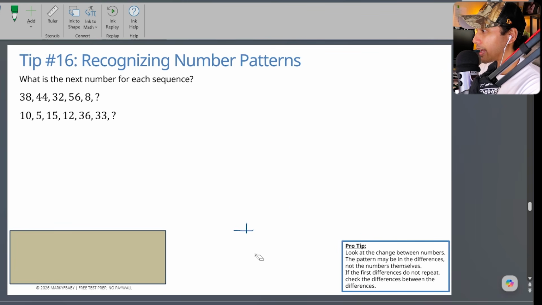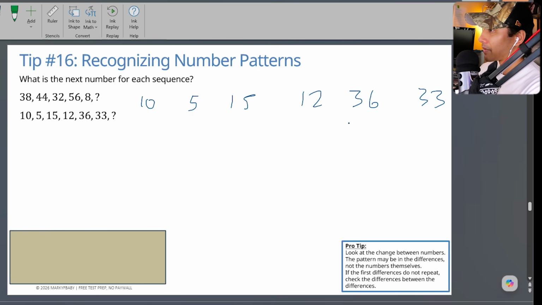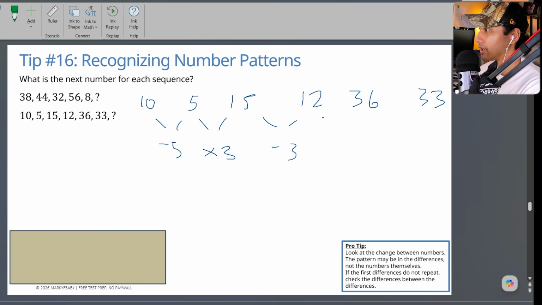Okay. Now we have another one. Again, we would write it out. 10, 5, 15, 12, 36, 33. So from 10 to 5, what is that? It's minus 5. 5 to 15, that's times 3. 15 to 12, that's minus 3. 12 to 36, that's times 3. 36 to 33, that is minus 3.